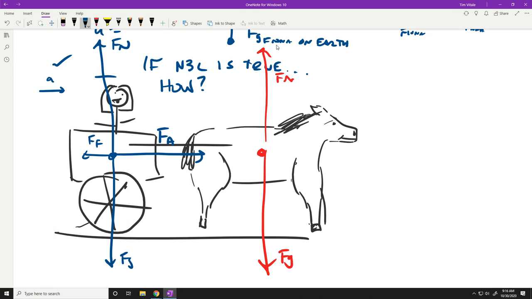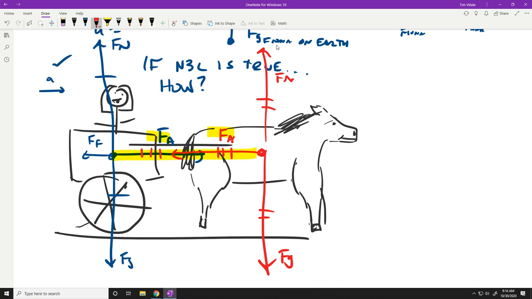And these are equal to each other. Then for the horse, we have normal and gravity for the horse. And then the horse is being pulled back with an applied force. And these two forces are action-reaction pairs. They're on different force diagrams, but they're equal to each other.